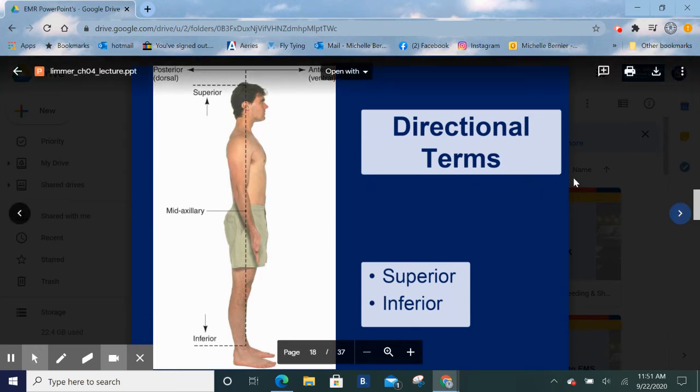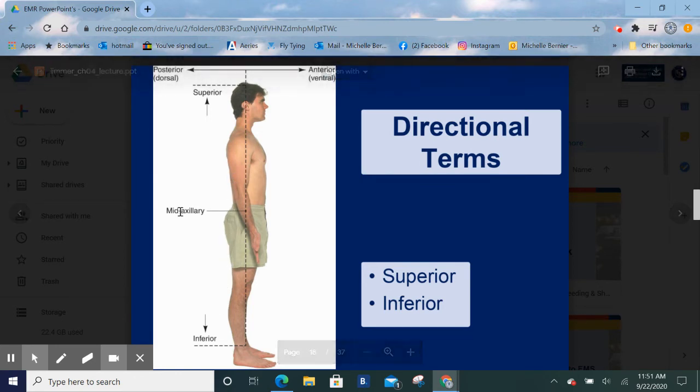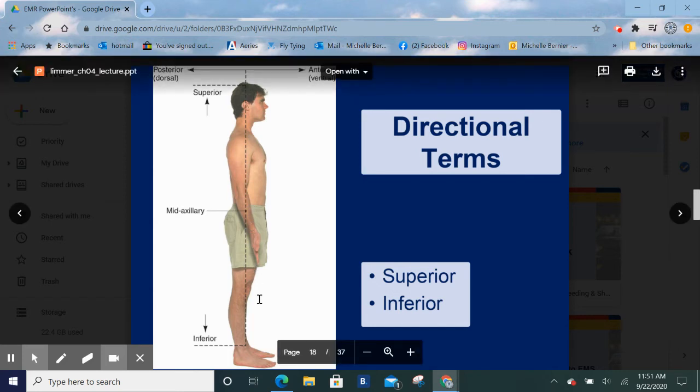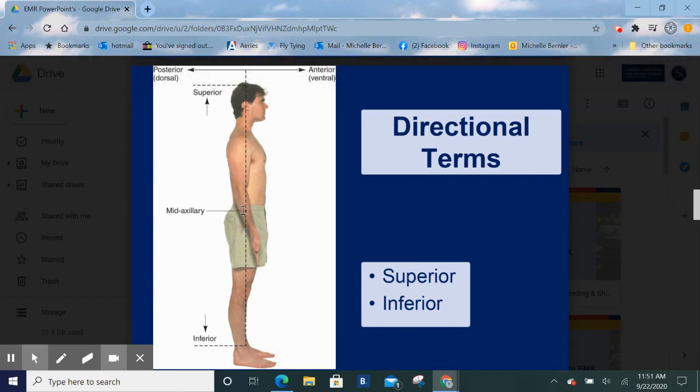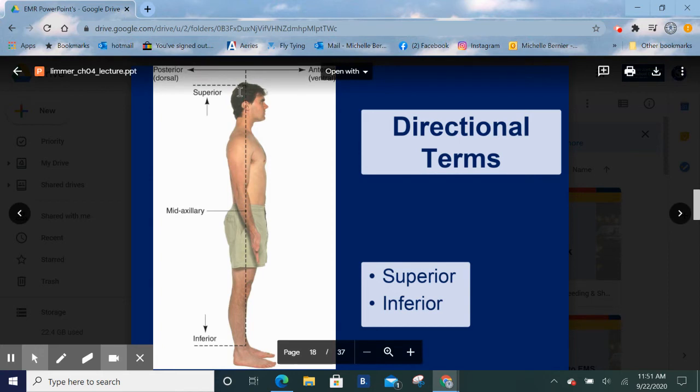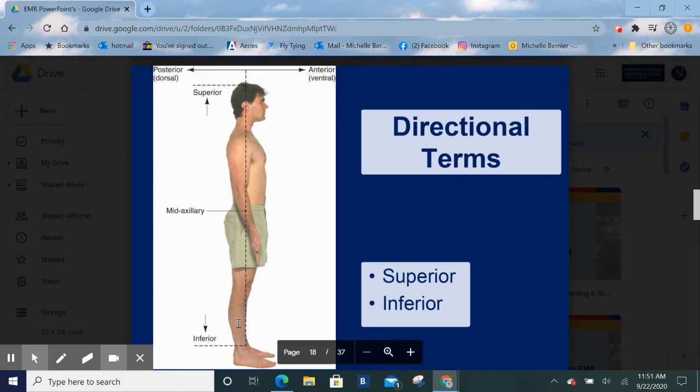Directional terms here one more time: superior and inferior. We have superior being towards the head, inferior being towards the feet. We have the mid-axillary line where we actually divide this body in half this direction. And anywhere from this point up is considered superior, okay? Anything this direction and down refers to inferior.